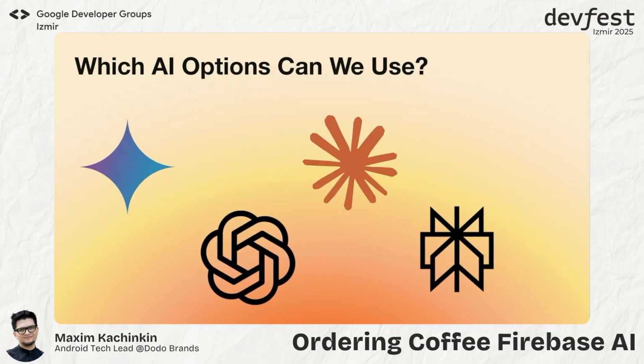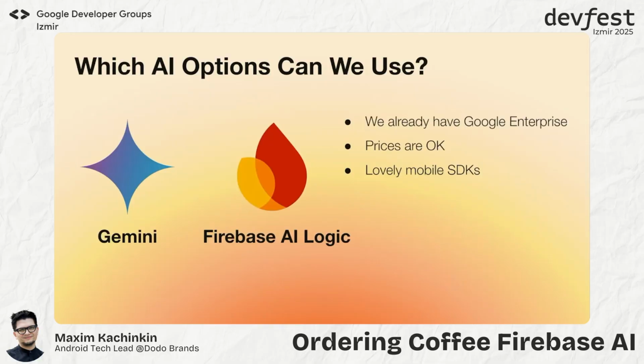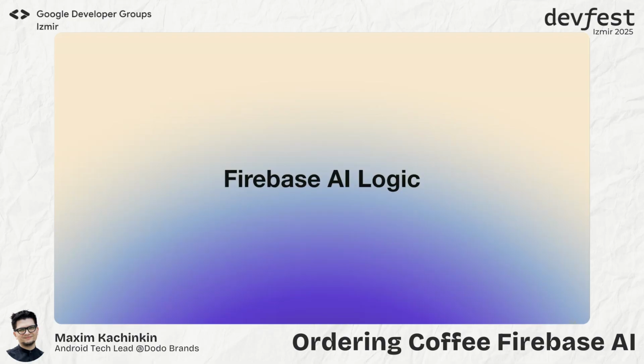These are the usual suspects for the job. You know all of them, but our decision was pretty straightforward. We already have Google Enterprise, prices are okay, and Google provides this lovely mobile SDK for Gemini, called Firebase AI Logic. From this point till the end, I will show all examples in Kotlin for Android, but it is all the same for Flutter, all the same for iOS, because Firebase AI Logic has an SDK for each platform.